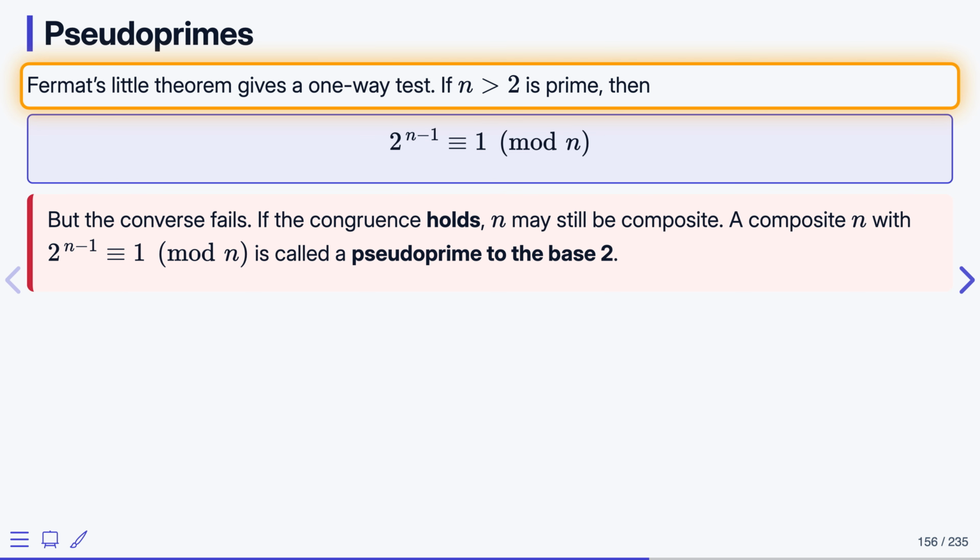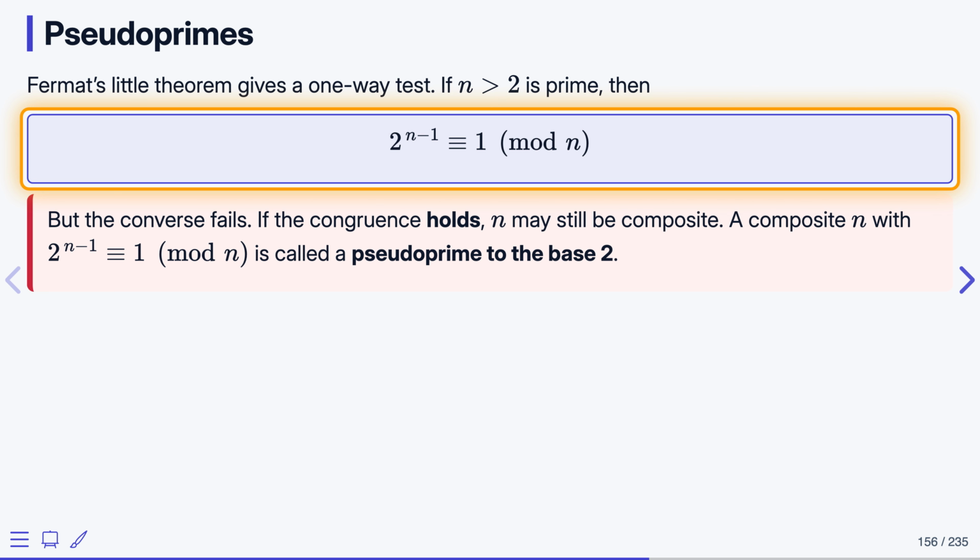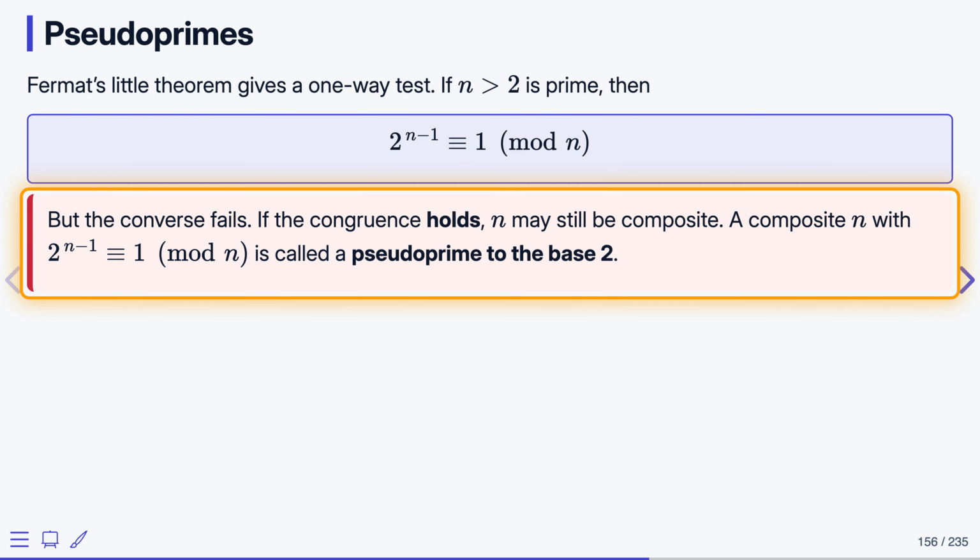Fermat's little theorem gives us a test, but it only works in one direction. If n is a prime bigger than 2, then 2 to the power n minus 1 is congruent to 1 mod n. That much is guaranteed. Now turn it around. Suppose we compute 2 to the power n minus 1 and get 1. Does that make n prime? No. Some composite numbers pass the test anyway. We call such a number a pseudoprime to the base 2. Pseudo means false. It is a fake prime, one that fools this particular test.